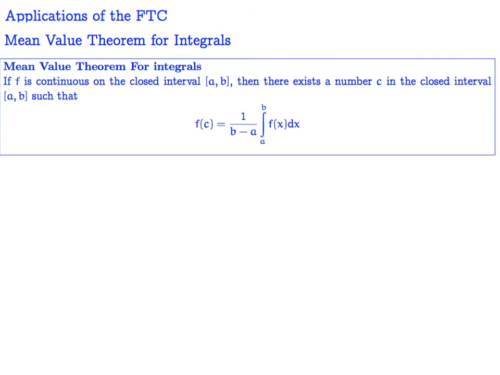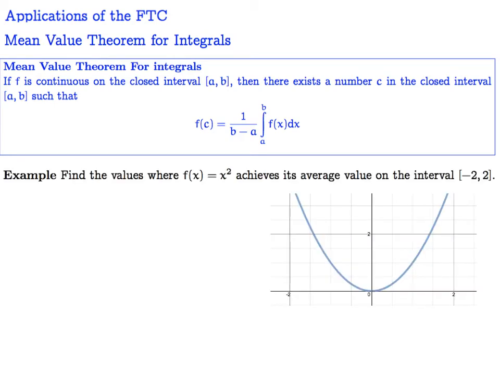So let's try out the mean value theorem here with an example. Let's figure out where f of x equals x squared actually achieves its average value on the interval. The first step is, well, we need to find the average. And we did this previously. We found that the average value is 1 over 2 minus negative 2 times the integral from a, which in this case is negative 2, to 2 of x squared dx. And previously we did the work that calculated it to be 4/3. And now we want to think, well, where does this function achieve the value 4/3?